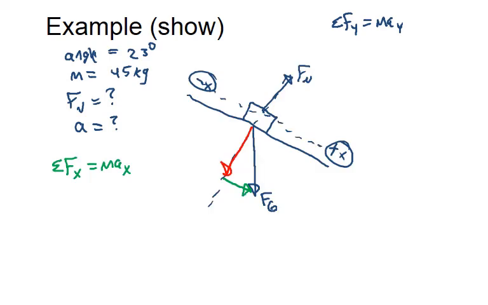Okay, so let's make sure your free body diagram's okay. We have our coordinate axis set up left to right here. We have the normal force going up, force of gravity straight down to the center of the earth, and then we have the force of gravity in the y, force of gravity in the x.